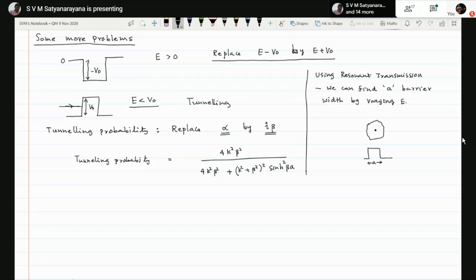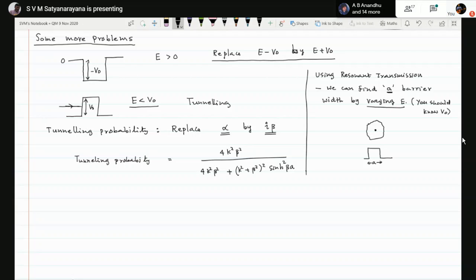Of course you should know V naught. If you know V naught, then by varying energy, we will be able to determine A. Or if you know A, then you can find out the strength of the interaction. So this is usually the scattering experiments that people do.